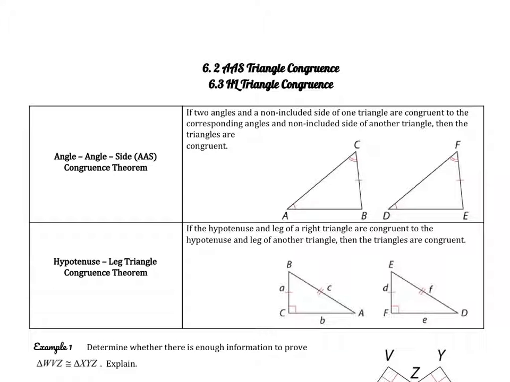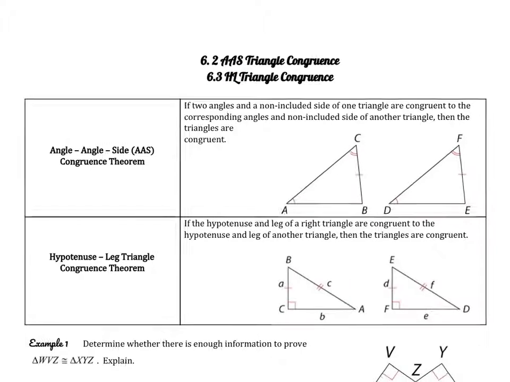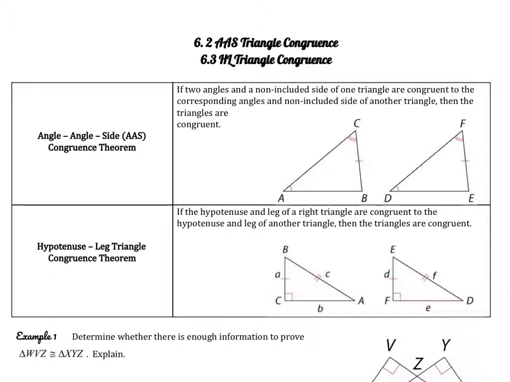Hi everyone, today we're going to learn about two more ways to prove triangle congruence. We're going to learn about angle, angle, side and hypotenuse leg, so AAS and HL triangle congruence. Angle, angle, side essentially says if you have two triangles whose corresponding two angles and a non-included side are congruent, then we can say that the two triangles are congruent.